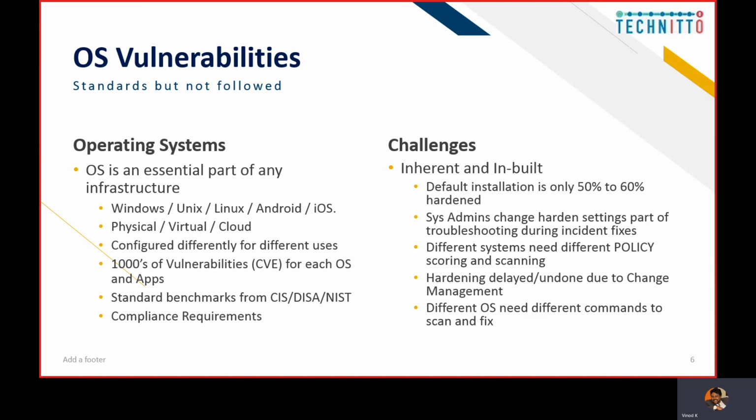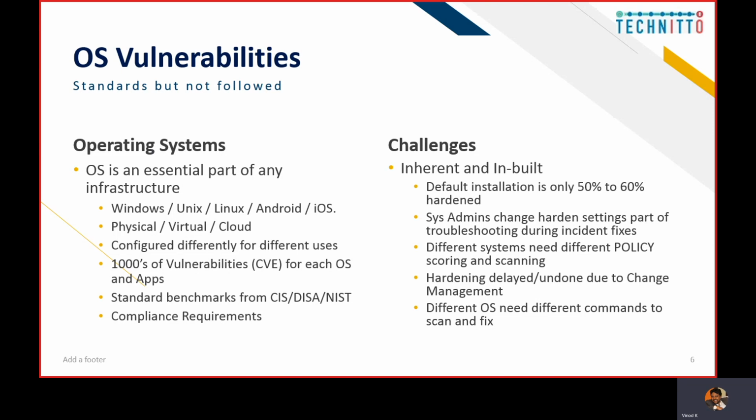By default, when you install an OS, especially Linux, 60% is already hardened, but there is still 30-40% remaining to be hardened. During troubleshooting, sysadmins keep changing the hardening policies or updating file permissions. That opens a lot of vulnerabilities in the operating system, which you cannot scan because there are hundreds and thousands of files and any number of services to be monitored. Different systems need different policies and different scoring, so standard vulnerability tools in the market don't provide that. They do a standard scan and report all the vulnerabilities.